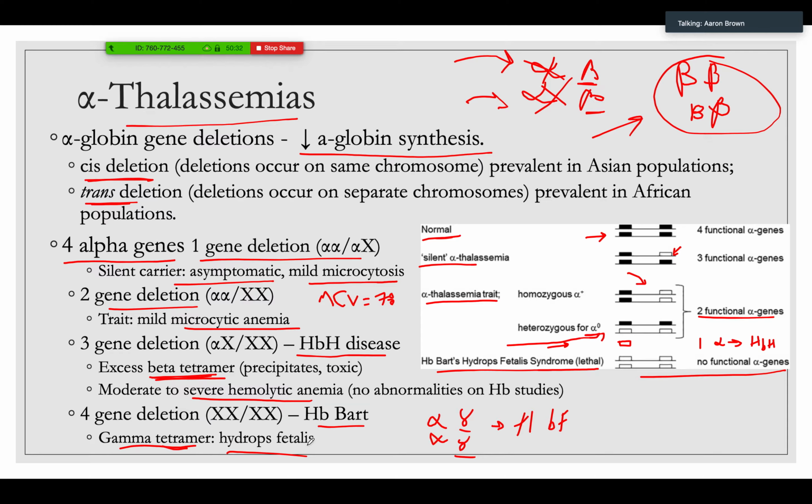Yes. Yeah, that's true. There is some memorization here, but just keep in mind, the more genes that you delete, the bigger problem you're going to have. So, someone with only 1 deletion is going to be silent. Someone with 2 deletions may have some anemia. Someone with 3 deletions is going to have severe anemia. Someone with 4 deletions is not going to make it to birth. Okay? Great.